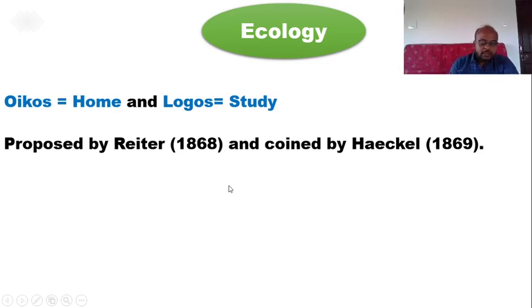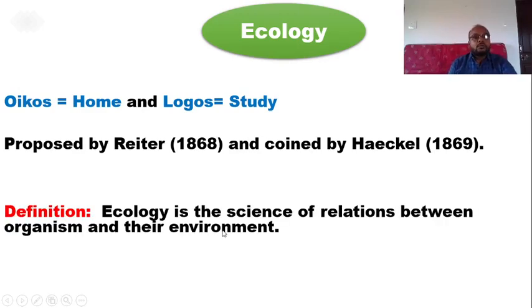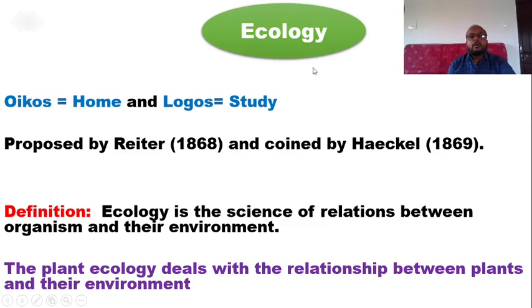So actually ecology is the science of relationship between the organism and their environment. The environment means the surroundings which affect the growth and development of the individual plant or plant community. Plant ecology deals with the relationship between the plants and their environment. The term ecology was first proposed in 1868, and the term was coined by Haeckel in 1869.